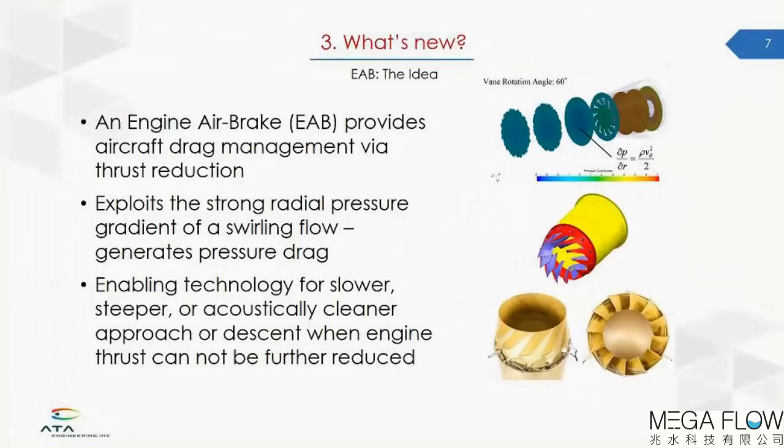What the device does is it exploits the strong radial pressure gradient that would normally be associated with a steady swirling flow. And the low pressure in the core of the swirling exhaust would give you pressure drag. It's intended to be a deployable drag management device with vanes that penetrate in radially from the nozzle cowl, and they simultaneously swirl the exhaust and carefully regulate the flow capacity of the nozzle. And it's meant to be an enabling technology for slower, steeper, or acoustically cleaner approaches when you cannot further reduce the thrust of your engine.